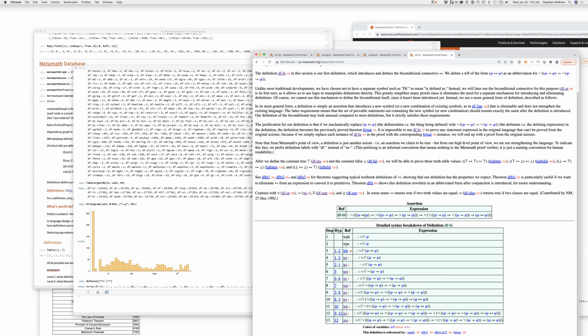So in the case of Boolean algebra, we can state theorems in terms of NAND, or we can state the theorems in terms of ANDs and ORs.